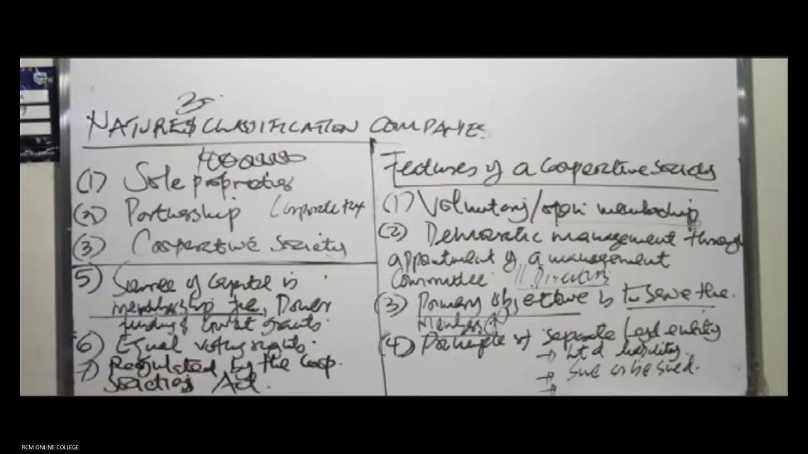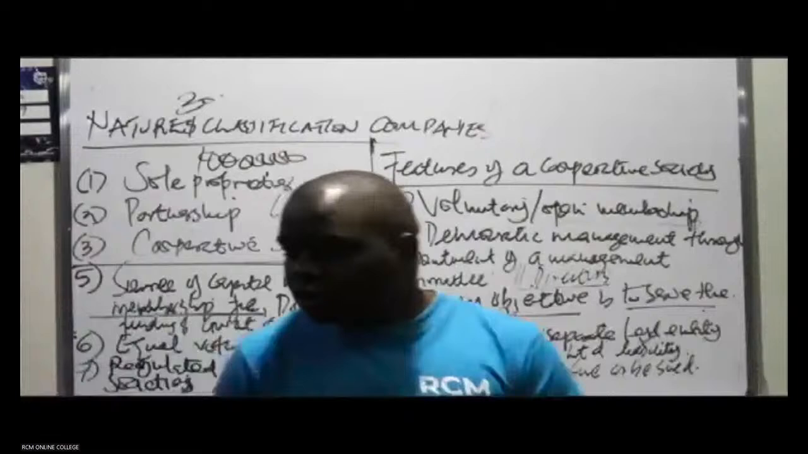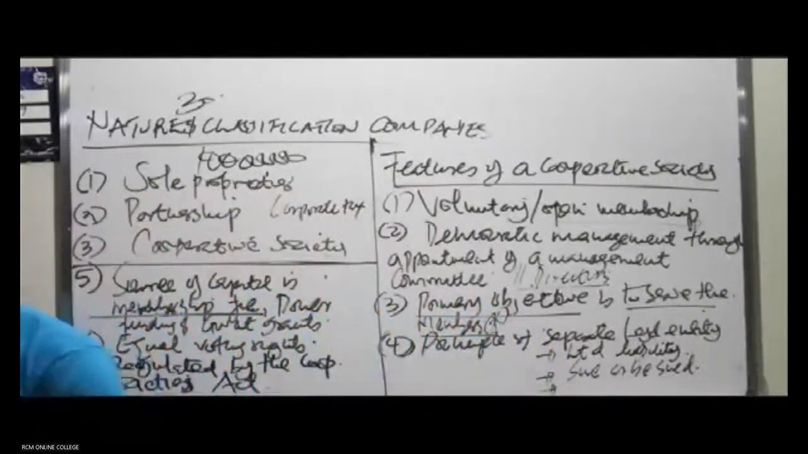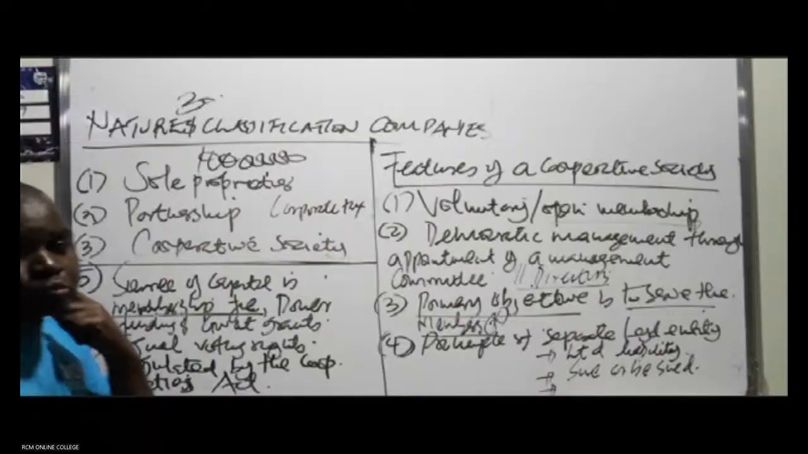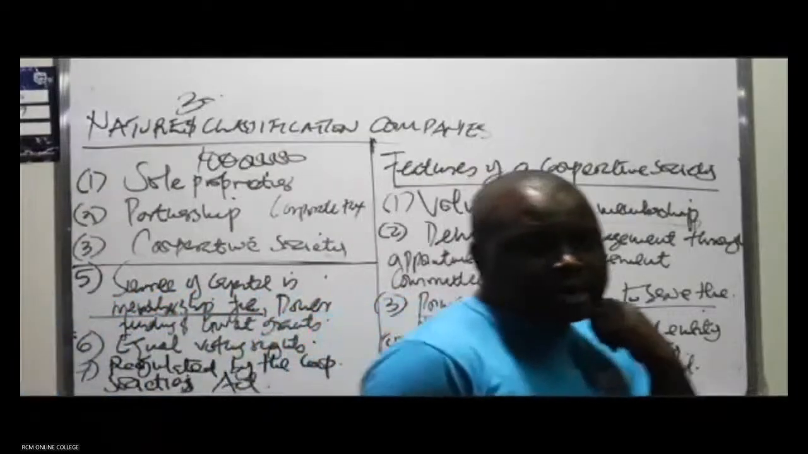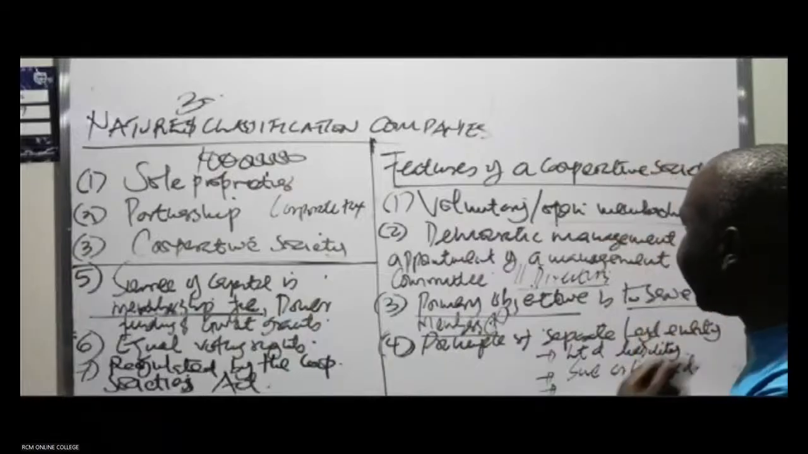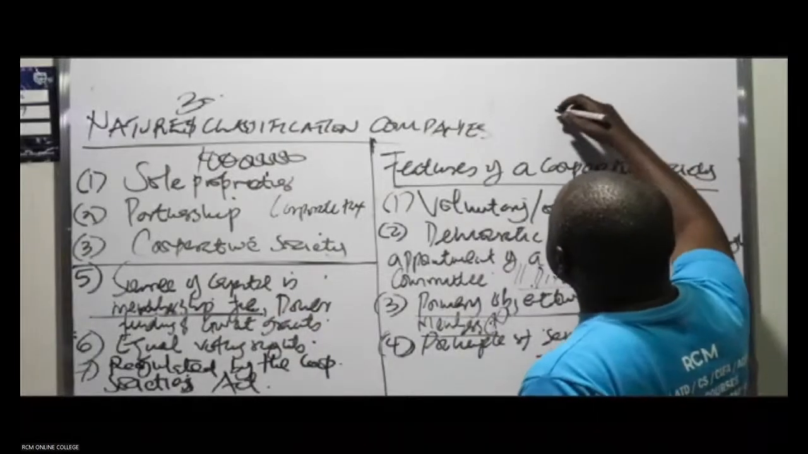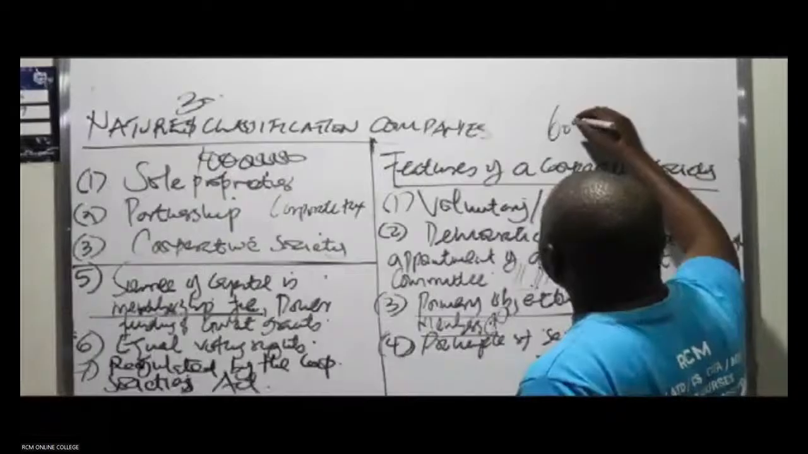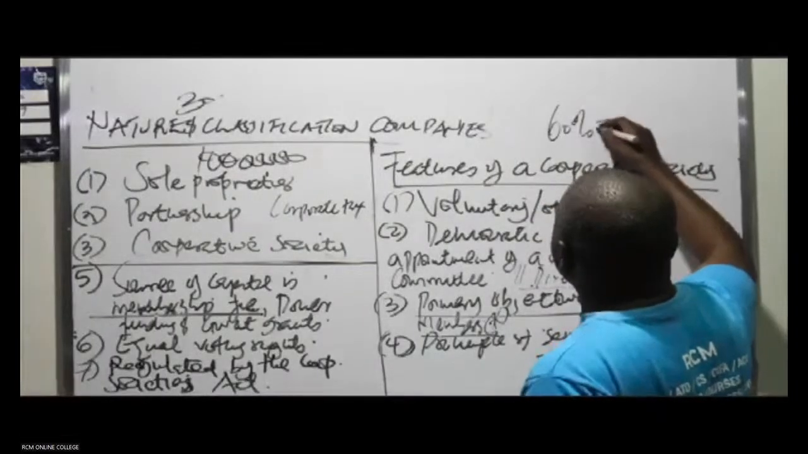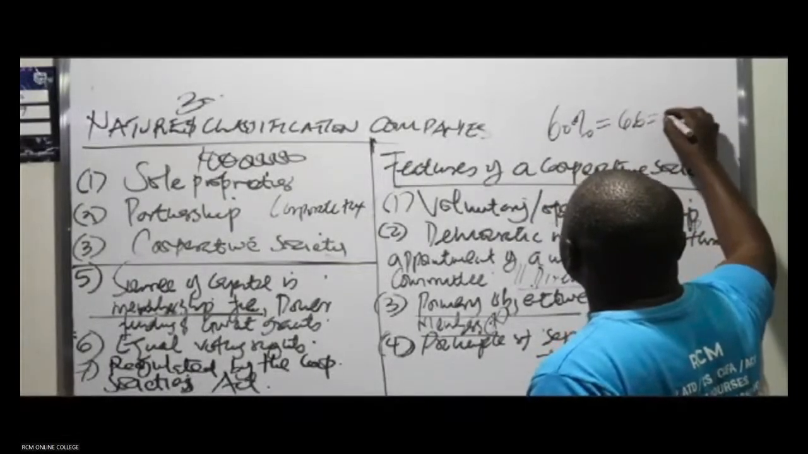So let's assume all of us have been able to form a company. So the 67 of us have formed a company. And there's only one person, his name is Lubaha. This Lubaha guy has 60% of the shareholding of the company, while all of you, the other 66, have 40%.